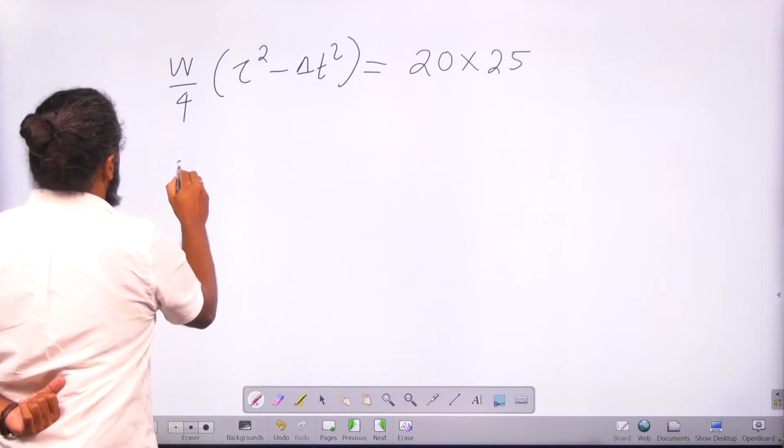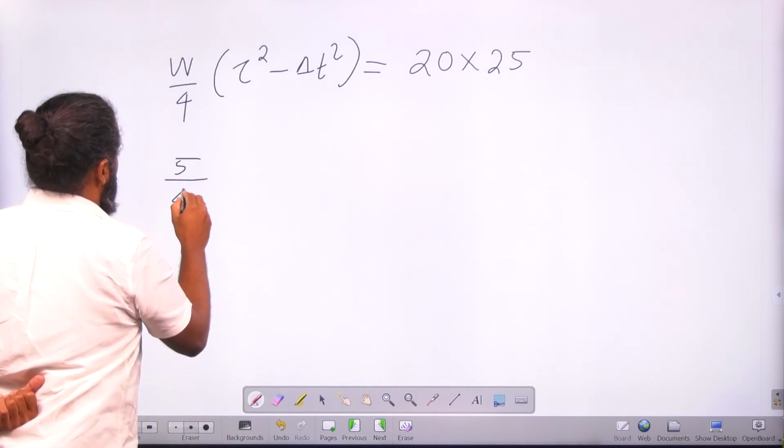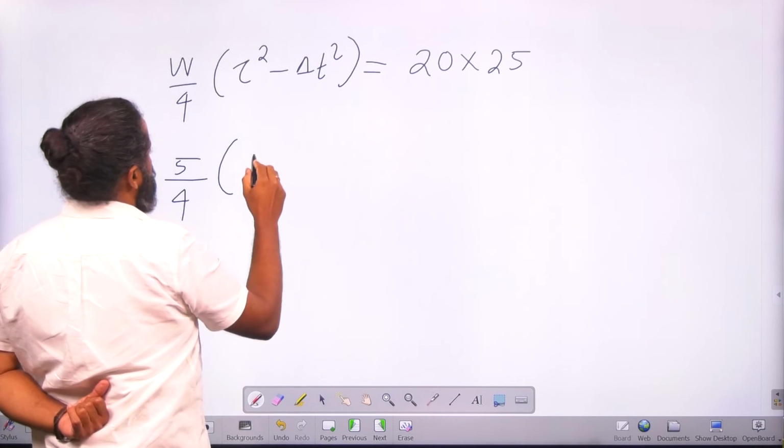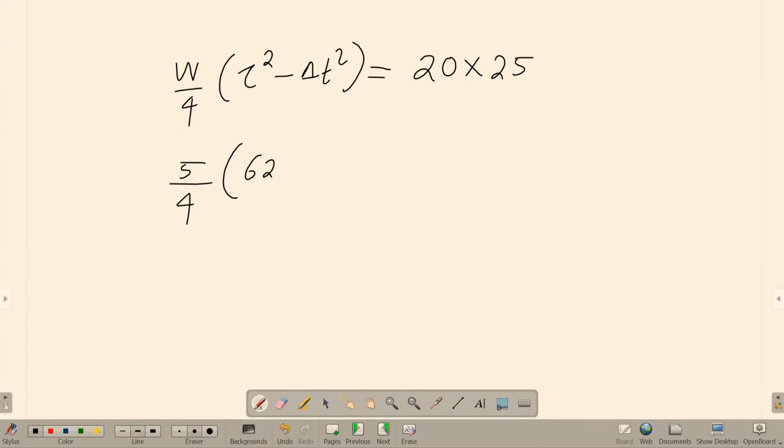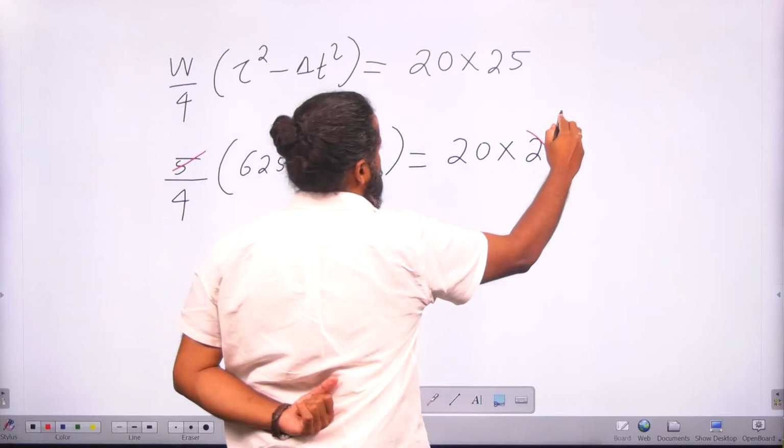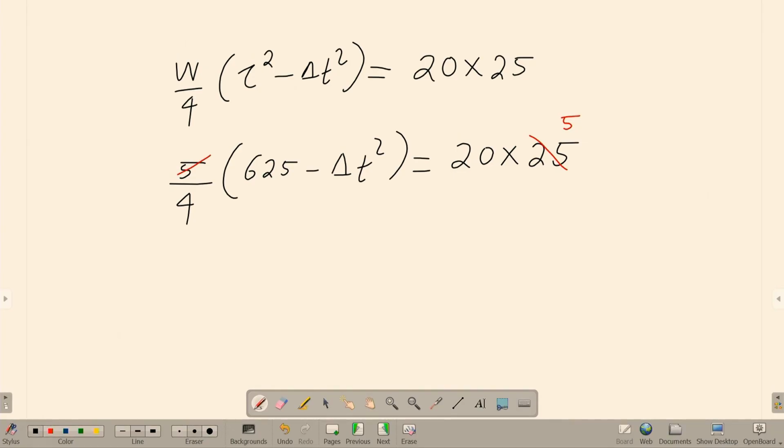W value is 5 units, 5 meter per second square. 5 by 4 multiplied by tau square, 25 square. How much is that? 625 minus delta T square is equal to 20 multiplied by 25. See, this 5 can be cancelled out. 5 and 1 by 5 will come here. So how much is the final answer? You can see that 625 minus delta T square is going to be equal to 20 multiplied by 5 multiplied by 4, which is equal to 400.